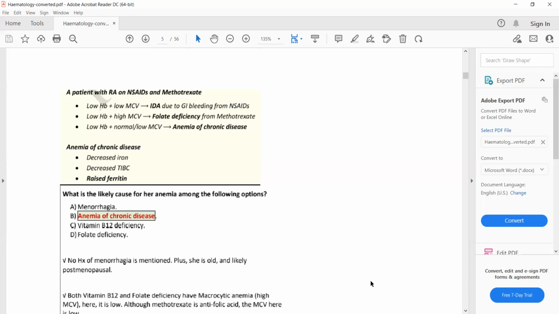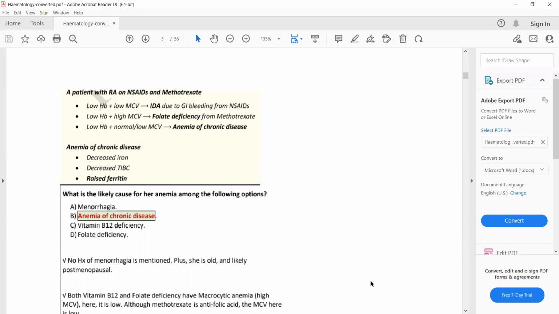So a patient with rheumatoid arthritis on NSAID and methotrexate presents to you with low HB and low MCV. The cause can be either GI bleeding from NSAID use, or it can be anemia of chronic disease. How will you differentiate between these two causes? In iron deficiency anemia, that is due to GI bleeding, serum ferritin will be decreased, or the storage form of iron will be decreased.